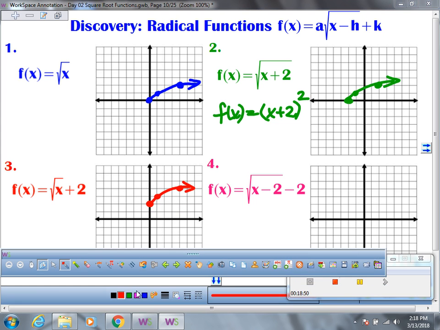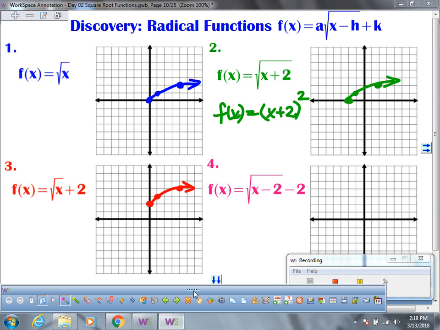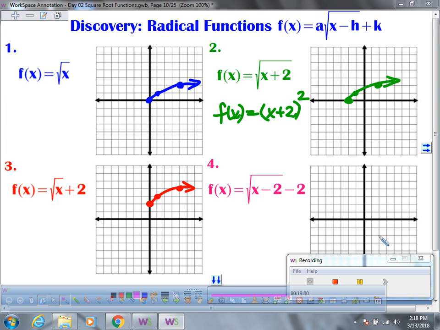Lastly, this one has both. It has a vertical and a horizontal shift. So I'm going to go to the right 2, and then I'm going to go down 2. 2 transformations. Or I should say translations, because just translating is just moving, right? Over 1, up 1, over 4, 1, 2, 3, 4, up 2.